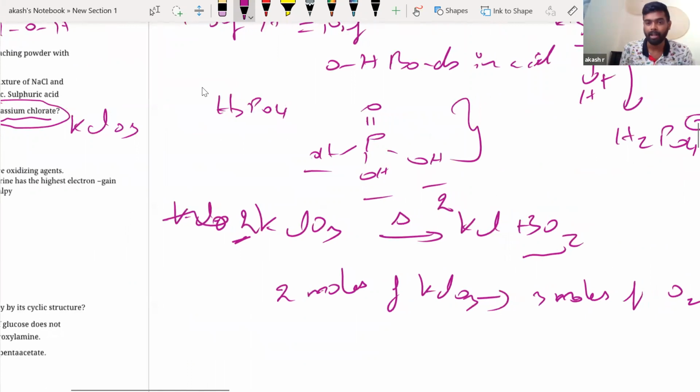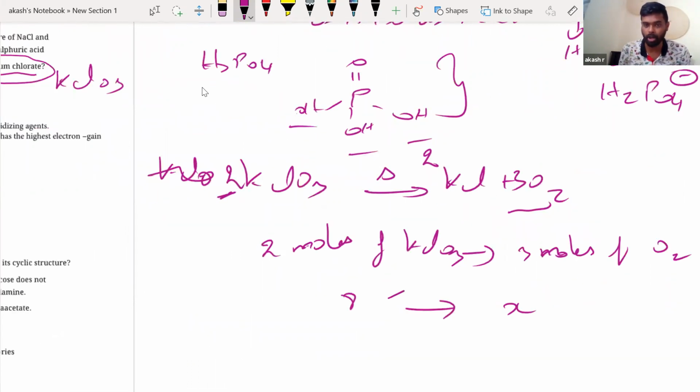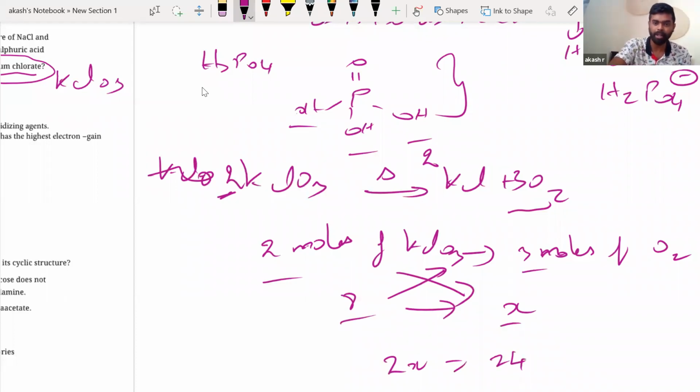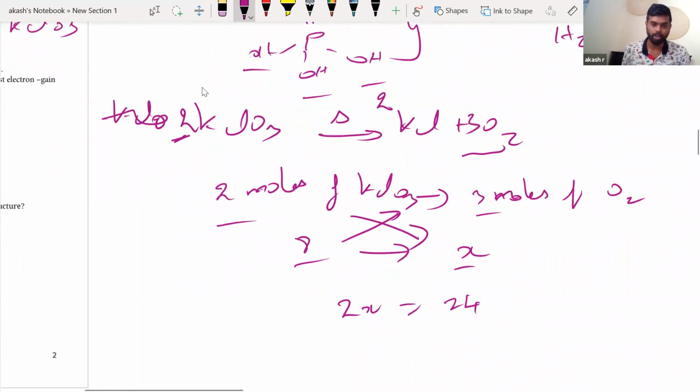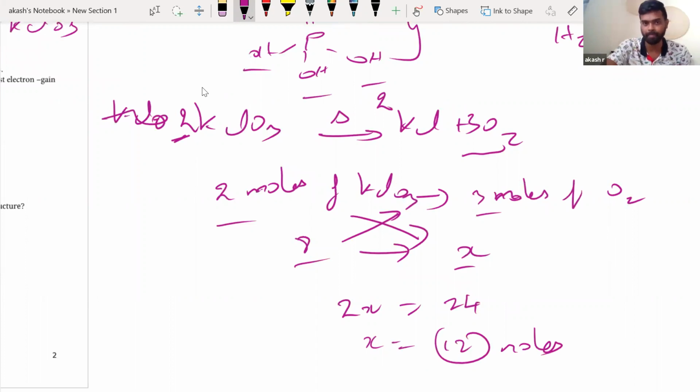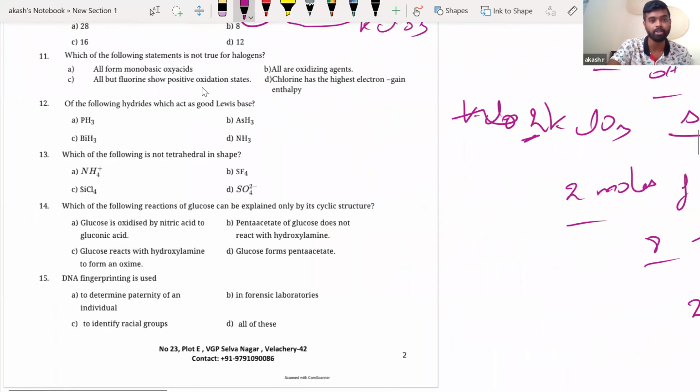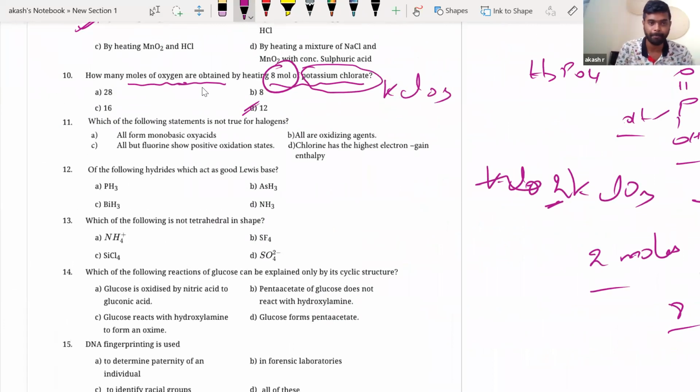what will be the number here? I think you have learned it in 11th class, stoichiometry, cross multiply. So it will be 2 into x is equal to 8 into 3, which is 24. So what should be the x value? X value should be 12 moles, which is the answer to this question. Very simple stoichiometry. All you have to know is what potassium chlorate gives on heating, and then the stoichiometry. 2 moles gives me 3 moles, so 8 moles will give me 12 moles. As simple as that. So the answer is option D, 12.